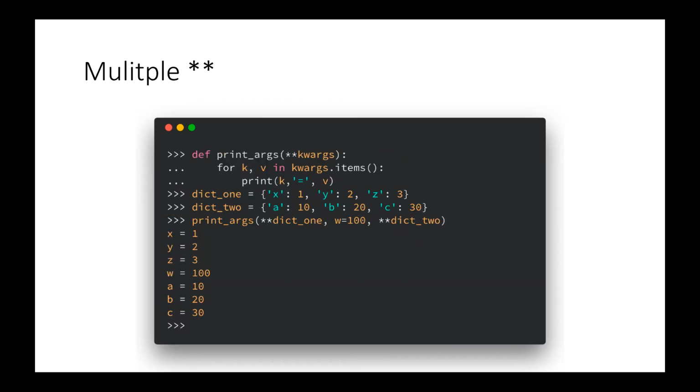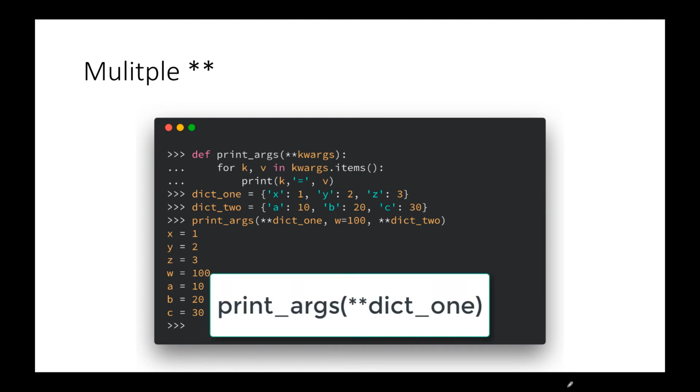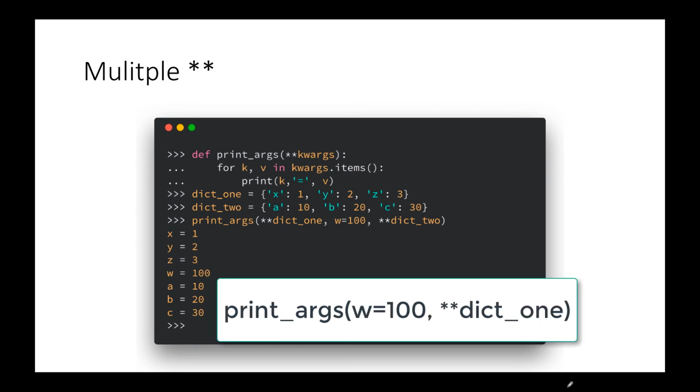And also we can use double star when calling functions. For example, in both Python 2 and Python 3, we can use double star kwargs as a function argument, which means the number of arguments is changeable. But under Python 2, we can only use one double star argument when calling a function. For example, print_args(**dict1), or we can use one double star argument and many other explicit arguments, for example, w=100, but please make sure we put w=100 in front of **dict1, like this.